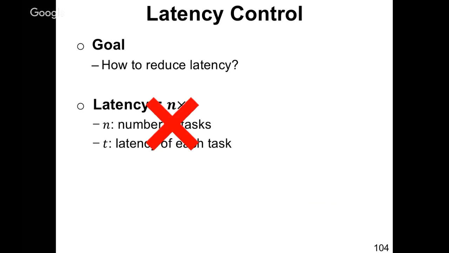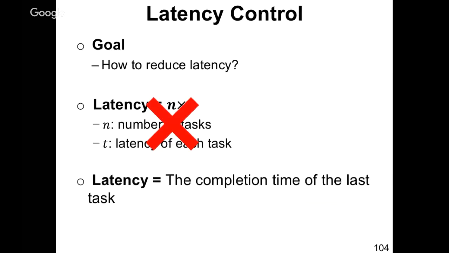So the right equation for latency should be the completion time of the last task. Say you have 100 tasks, and you publish them to the crowdsourcing platform, and the workers will do them in parallel. The time you receive the answer of the last task is the latency of your entire job. That requires a different mindset to solve this problem.